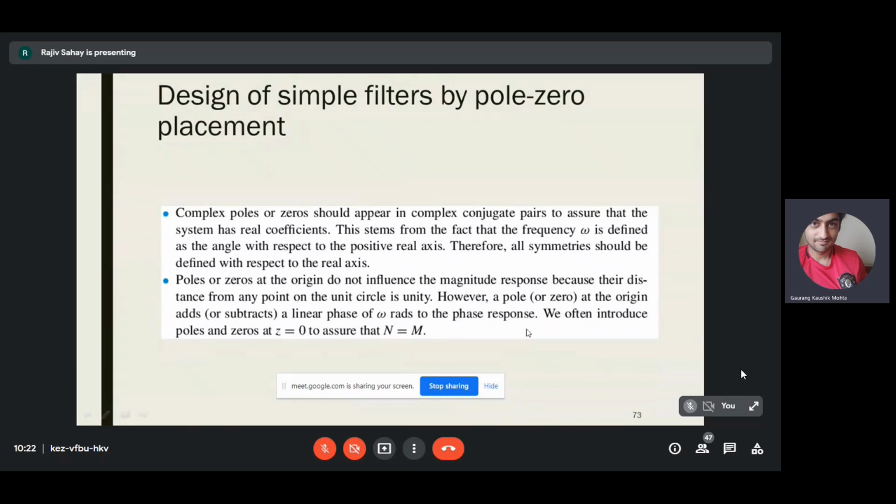Generally we introduce poles and zeros at z equal to 0 to assure that the total number of poles and zeros in the ratio of the two polynomials, that is the denominator and the numerator, are equal. So n stands for the number of poles, m stands for the number of zeros. To make the number of poles equal to the number of zeros, we introduce poles and zeros at the origin.